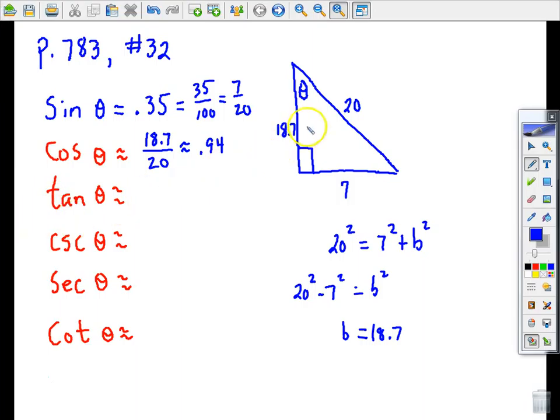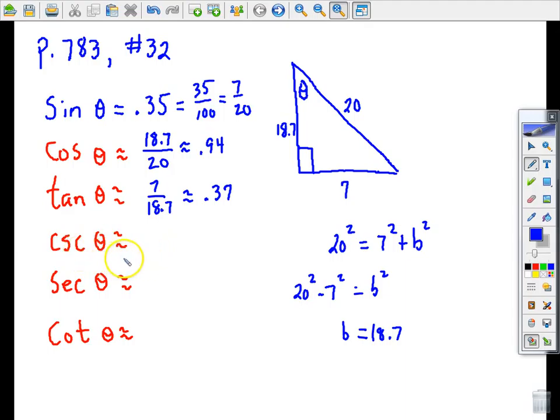And then tangent, remember tangent theta is opposite over adjacent. So I do 7 over 18.7. And grab your calculator, 7 divided by 18.7. And that's 0.374, on and on and on, and we'll just round that to the hundredths and say it's 0.37.